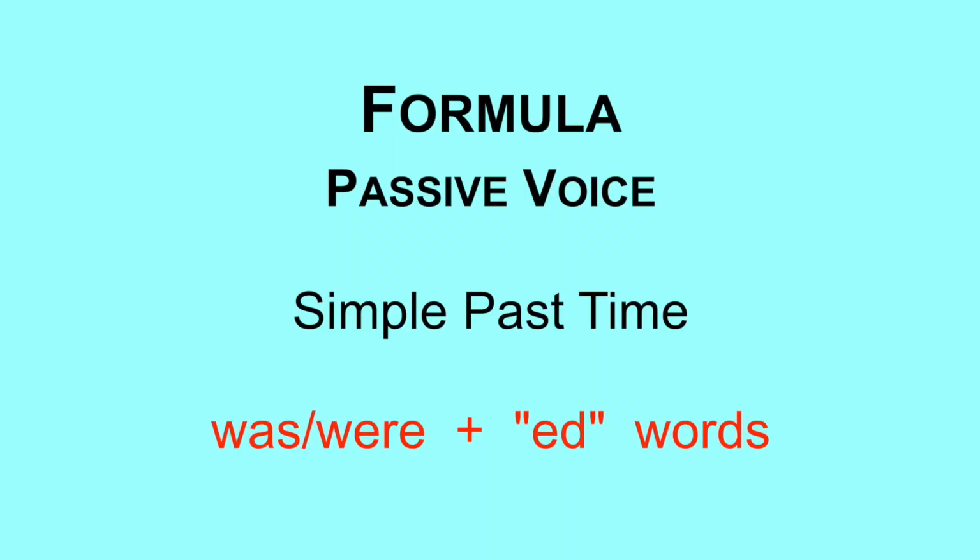Now passive voice in present perfect continuous. Now we can move to simple past. What is the formula for simple past passive voice? Was, were plus ed words.